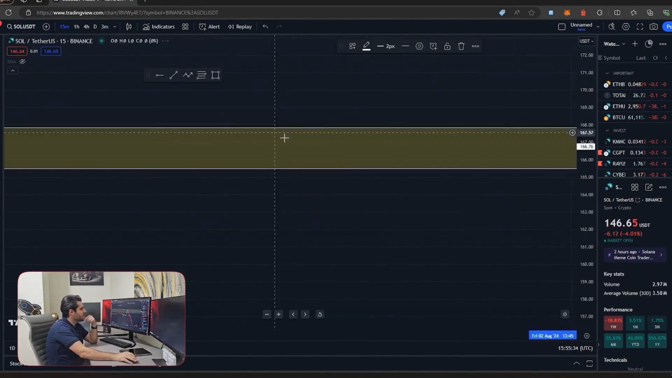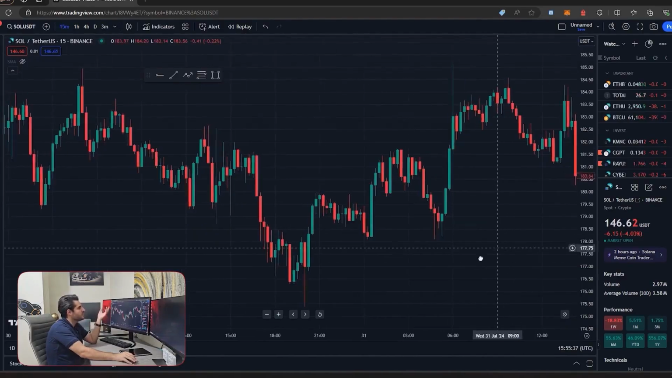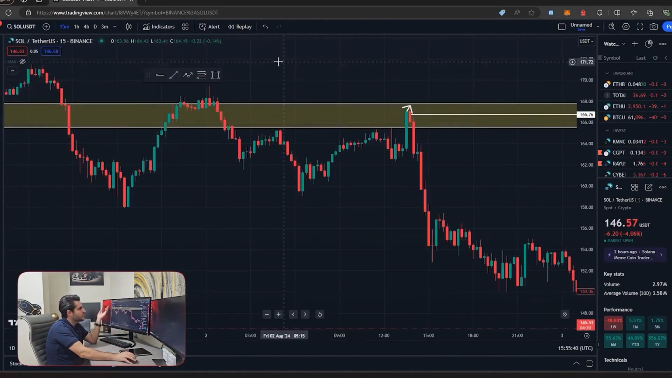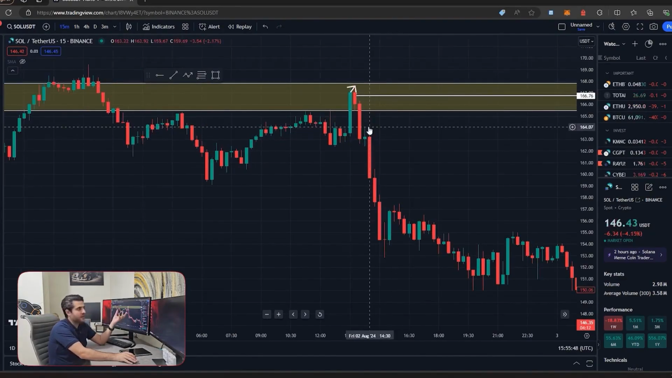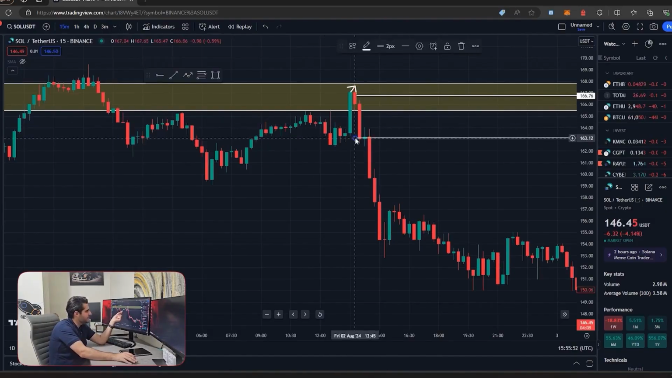Now I'll go to the 15-minute time frame to see where it could have shown me that, hey, you can short here. I am just now seeing selling pressure starting to show up here. So I'd only see these two candles on the 15-minute chart below this one.